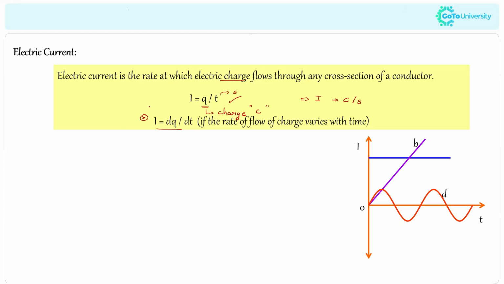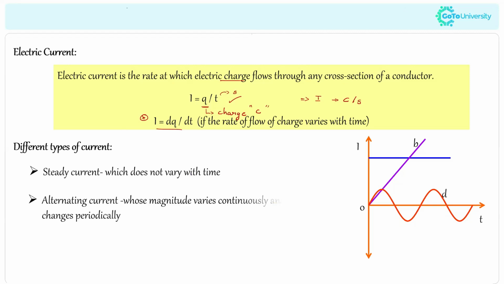Now we are going to study what types of currents there are. There are two main types of current: AC and DC current. Usually the DC current is called a steady current as well, or else we can say DC current represents the direct current.